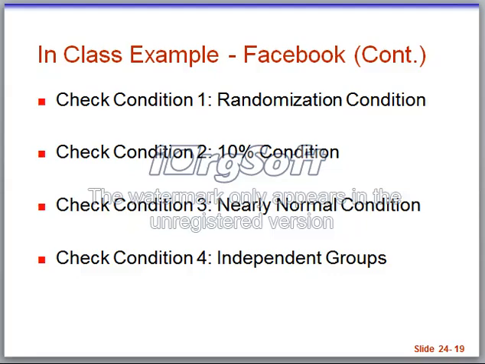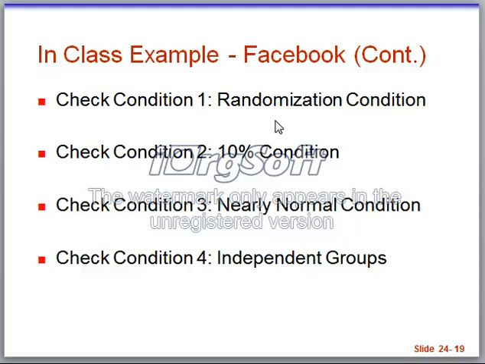Here we are. We have the randomization independence condition, which I combine into one here for condition 1. 10%. Remember, those are staples. Those should be the two things that come out of your mouth. Randomization independence, 10%. Boom. Got 2. You have the nearly normal condition because we're dealing with the means. Review the last chapter, going a little more in depth on that. And you have independent groups.